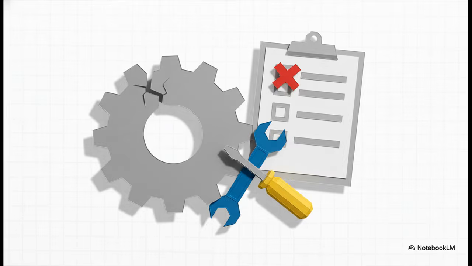Next, we've got machine, which is all about equipment. Did a tool just break? Was a machine poorly maintained? Was it even the right tool for the job?